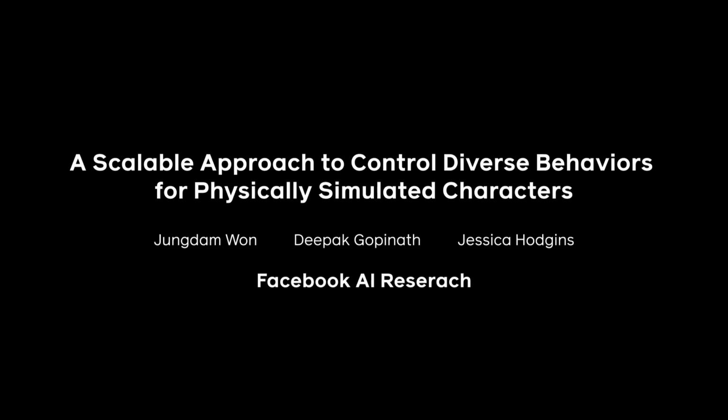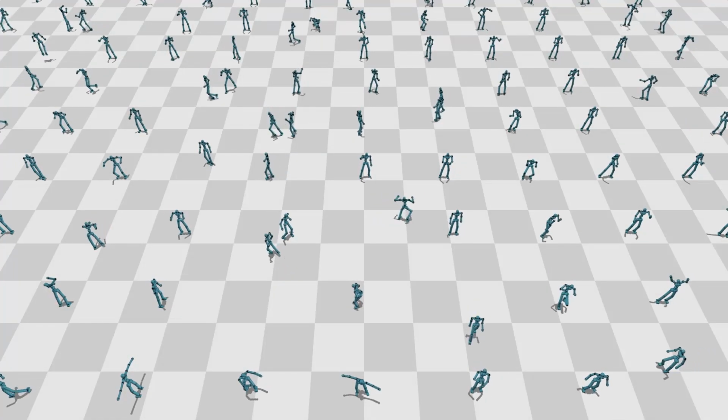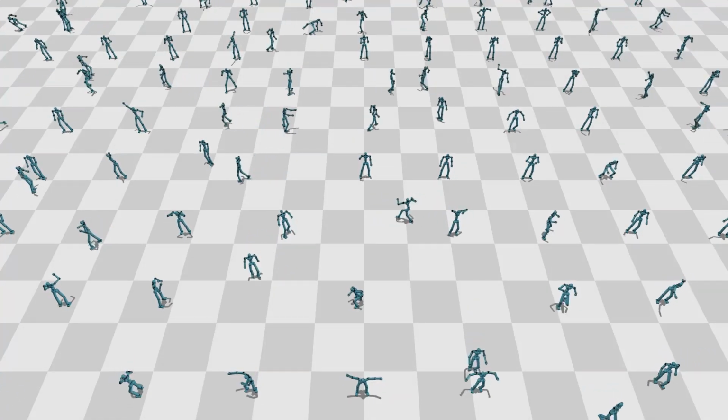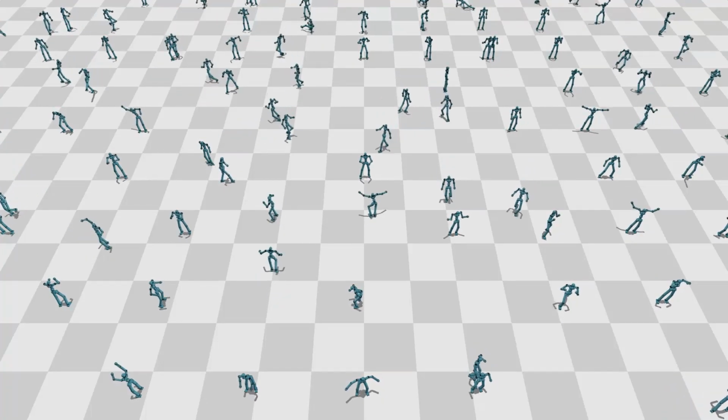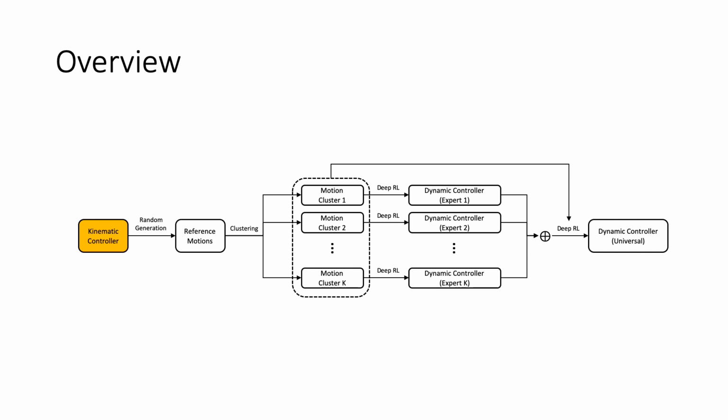We develop a scalable framework for the control of physically simulated characters performing a diverse set of behaviors. Here we see characters performing a variety of motions generated by our system. The input to our framework is a motion controller such as a motion graph or a phase function neural network.